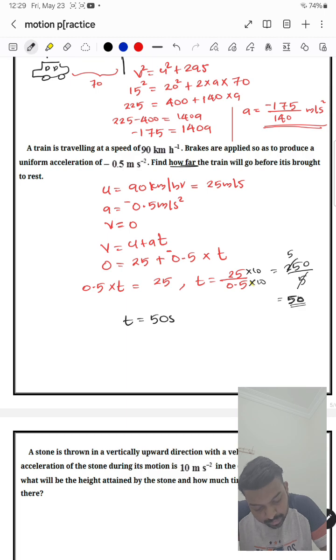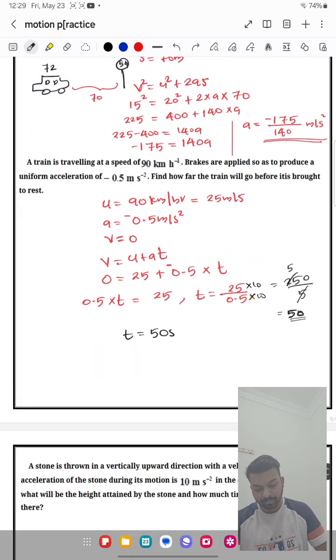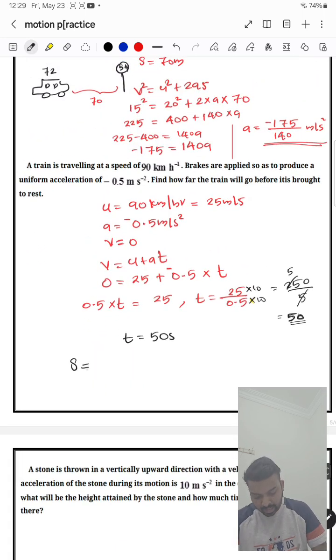Here you have to find how far the train will go before it is about to rest. Now we have found the time, which is equal to 50 seconds. 50 seconds will be taken for this object to reach rest. Now you have to find the distance, not the time. So s is equal to ut plus half at square.